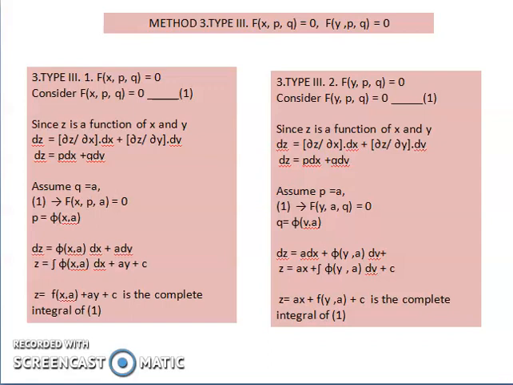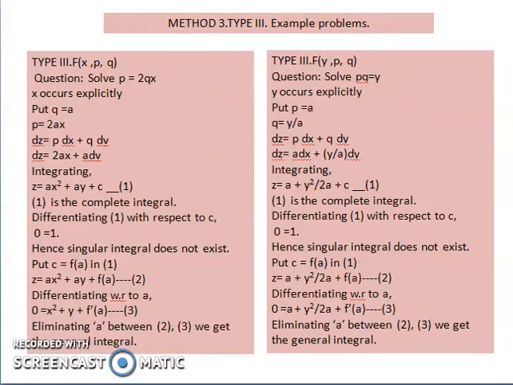Similarly, we have to find the solution for f of y comma p comma q. So here we are going to assume p is equal to a. So the given problem becomes f of y comma a comma q is equal to 0. So we find q in terms of y comma a, and the resulting equation will be dz is equal to a dx plus phi of y comma a into dy. So z is equal to ax plus integral of phi of y comma a dy plus c. So the final solution will be z equal to ax plus f of y comma a plus c, which is the complete integral.